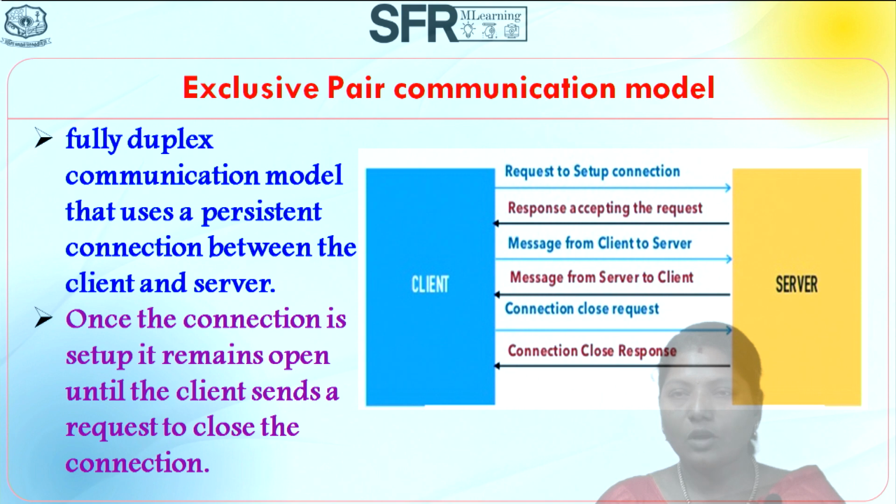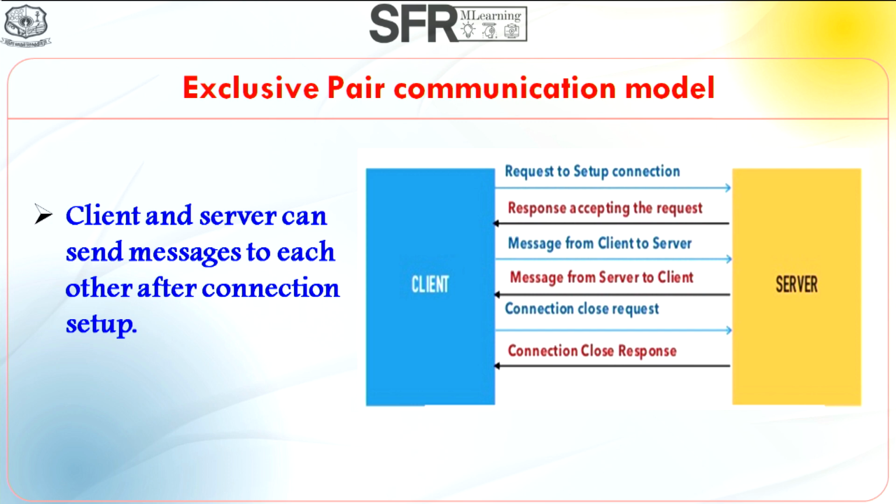Next is the full duplex communication model, which creates a persistent connection between the client and the server. Once the connection is set up, it remains open until the client sends a request to close the connection. Here it is fully connected. Once the connection is established, we can transfer any amount of data and finally close the connection. In the exclusive pair model, the client and server can send messages to each other after the connection setup.